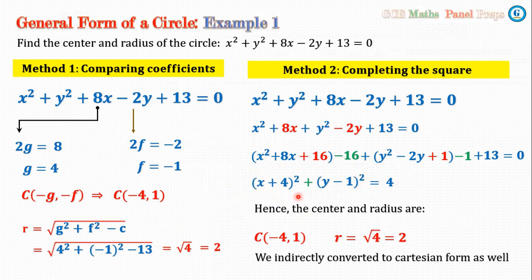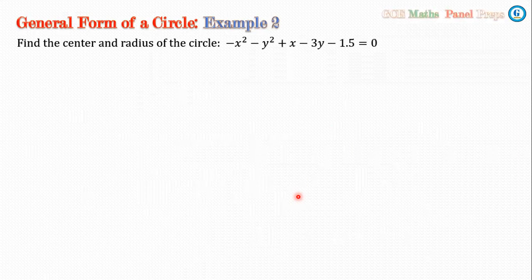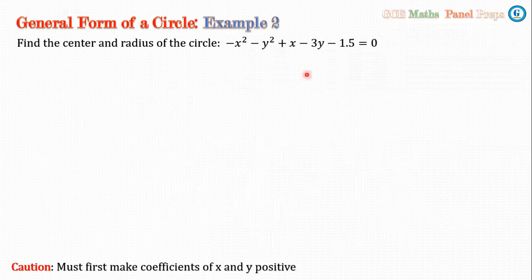There is more. You're still at the introduction. Find the center and radius. This is another example of the circle: minus x squared minus y squared plus x minus 3y minus 1.5 equals 0. So look at this equation very well. We start by making the coefficients of x squared and y squared to be positive and preferably positive 1.